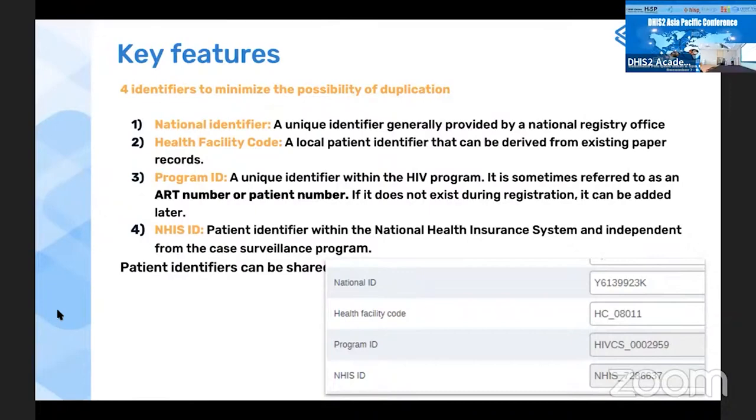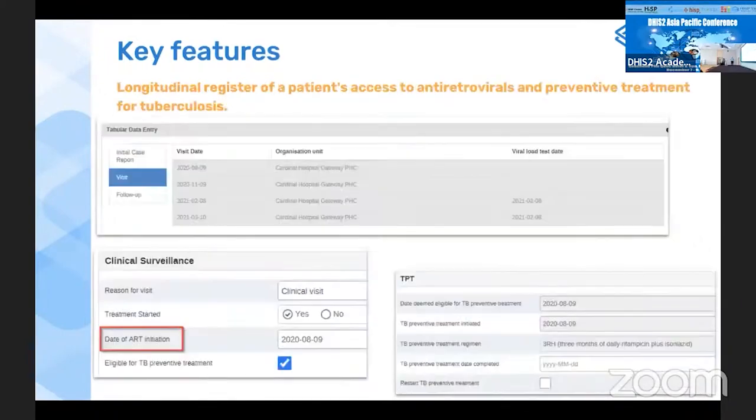So these are the ones which have been already pre-configured based on the understanding that we have received from the countries who are using trackers for HIV. But these are customizable. You could add any more identifiers that you think have more coverage in your country and will help you in terms of uniquely identifying patients.